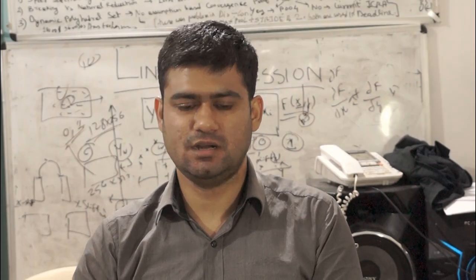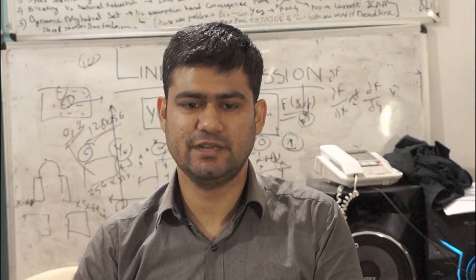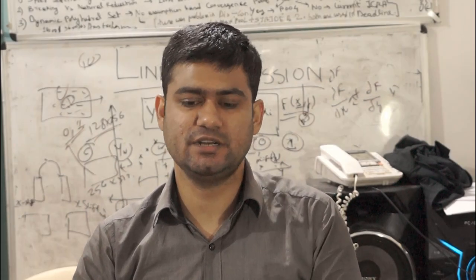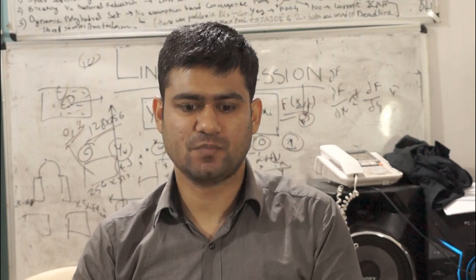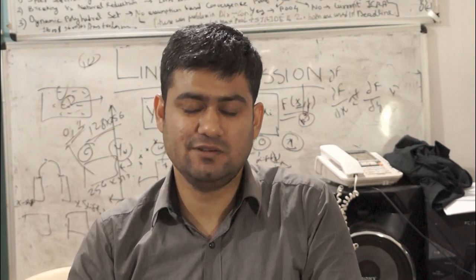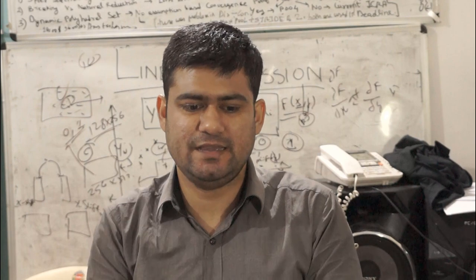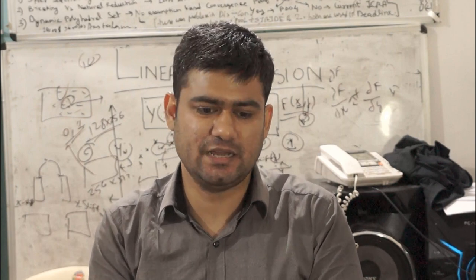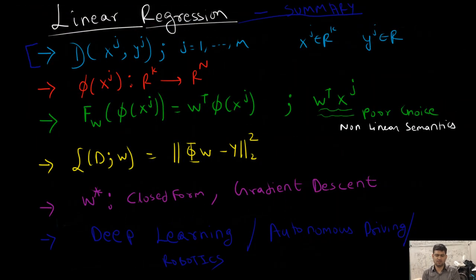So that's it for our first lecture in the machine learning course, which was about linear regression. Here we taught you several things. For example, we taught you that in supervised machine learning, there's always a data set of n data points, where your input data samples xj is a k-dimensional vector and y is a scalar.